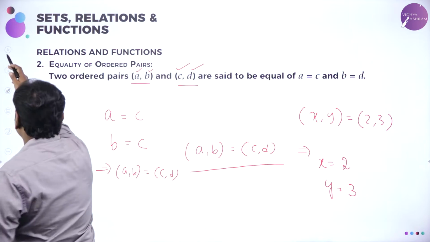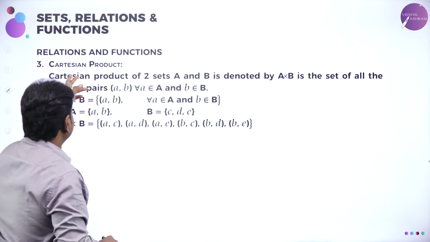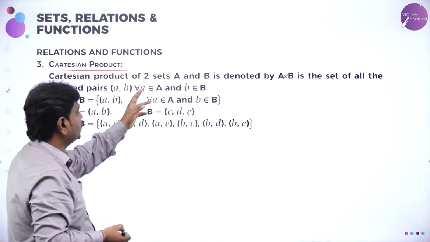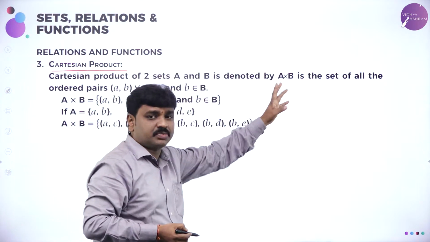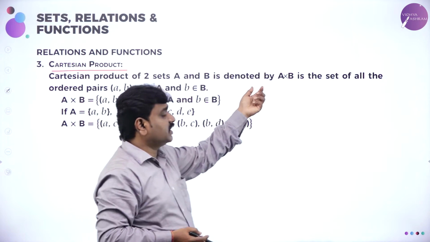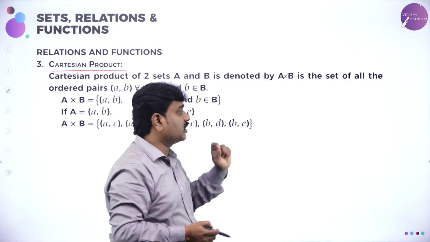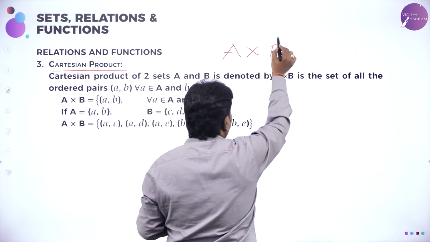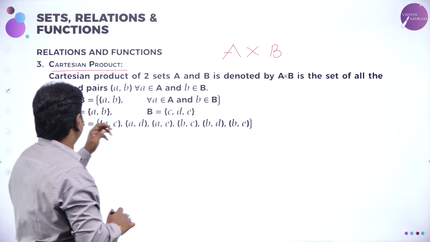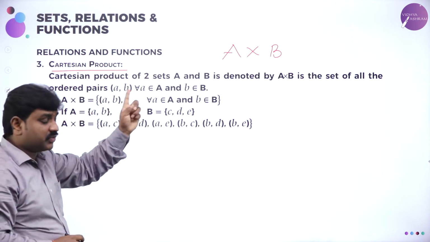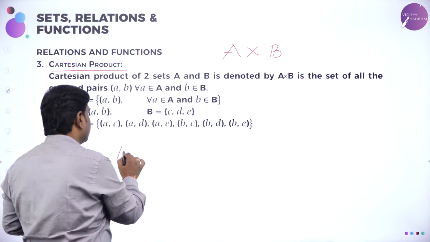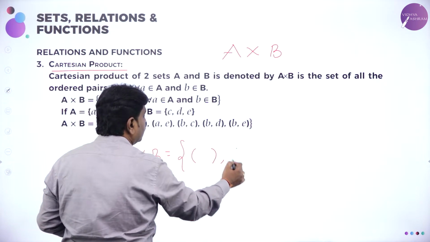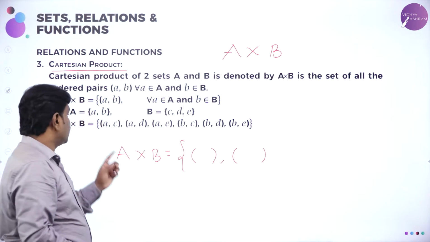Now, Cartesian product. So what is meant by Cartesian product? The Cartesian product of two sets A and B is denoted by A cross B. So in set theory, A cross B means what? Cartesian product of A and B. It is the set of all the ordered pairs. In A cross B, we'll have elements in the form of ordered pairs. So A cross B includes only elements in the form of what? Ordered pairs. Each element is a pair like this.